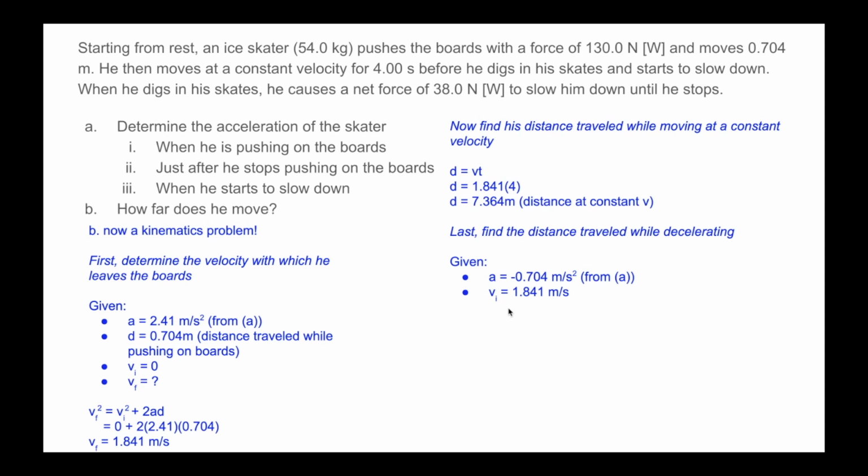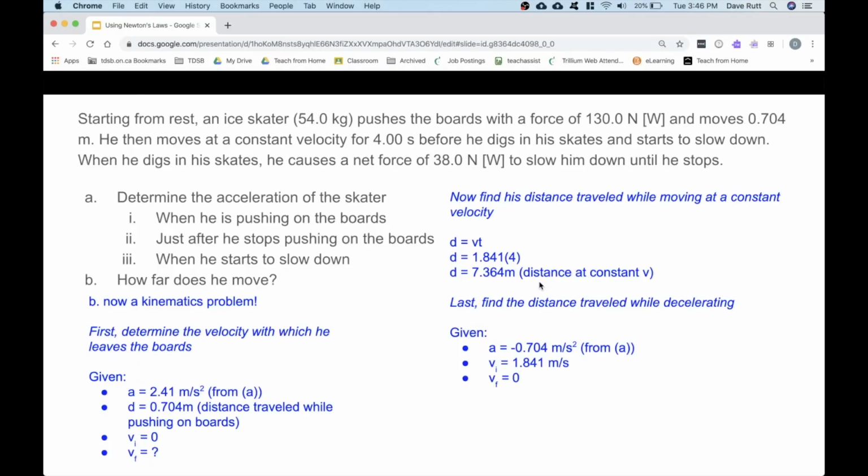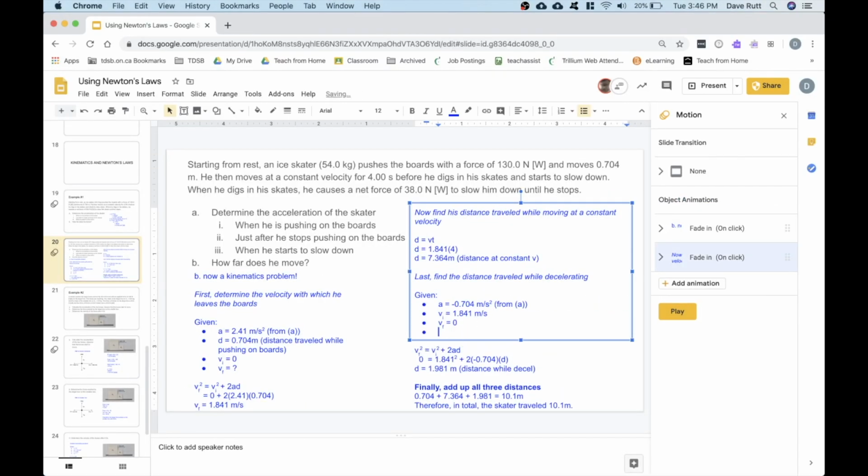So we know that initially, when he starts to slow down, he's traveling at this speed in the direction of east, which is why the acceleration needs to be negative because that's in the opposite direction. And the other thing we know is that the final velocity is 0 because he comes to a stop. And we're looking for, I forgot to write down here what we're looking for. We're looking for the distance. I'll just add that into the slide here.